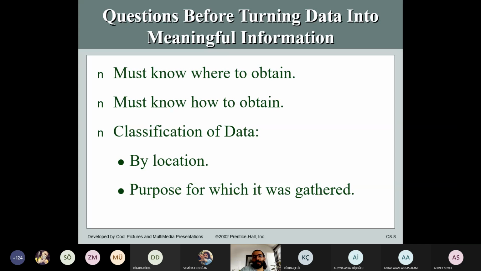And you need to classify the data by location, where, Ankara, Istanbul, where do you collect the data, and the purpose of why you collected data. For a marketing purpose, for an accounting purpose, for an investment decision purpose. For example, you want to open up a solar energy central, let's say.